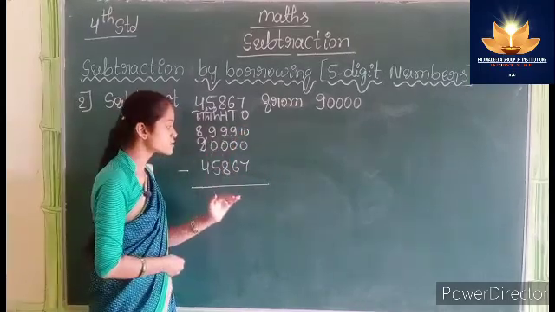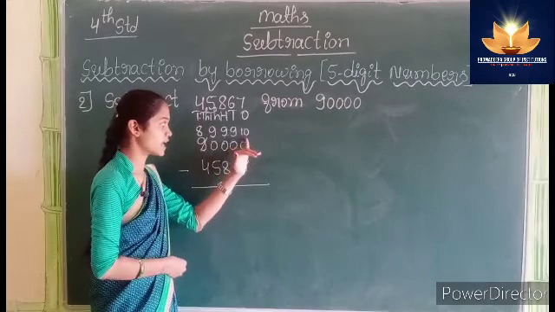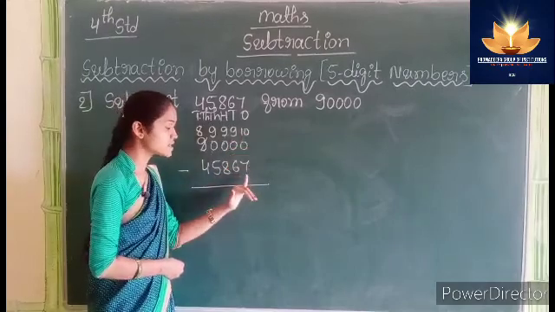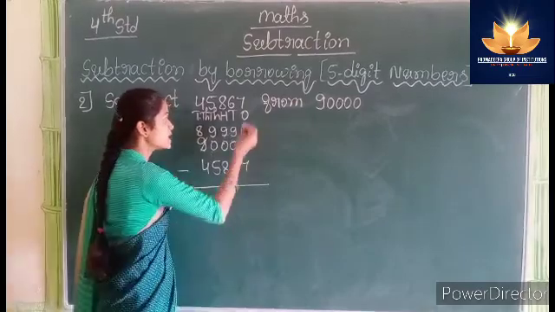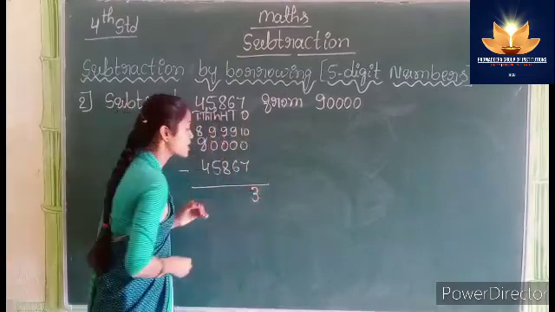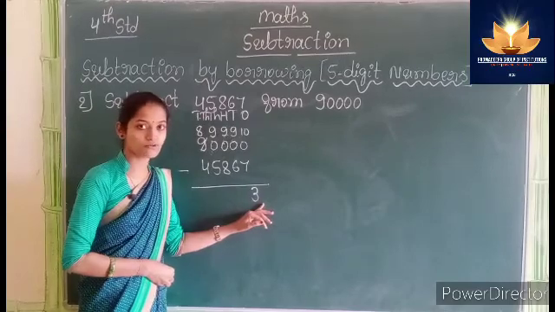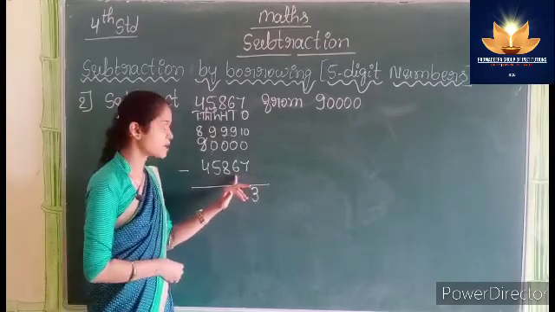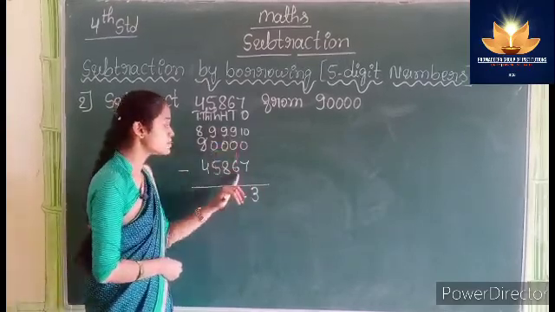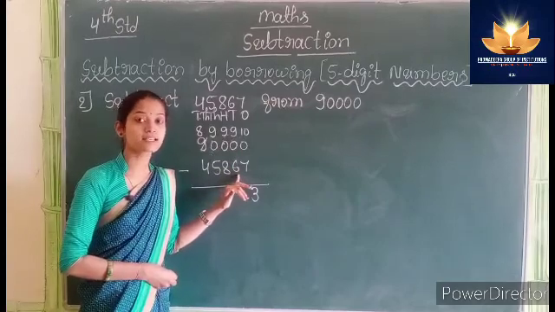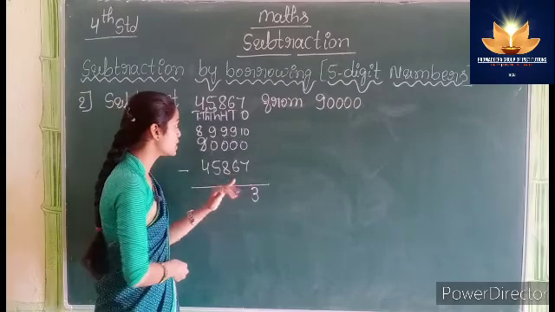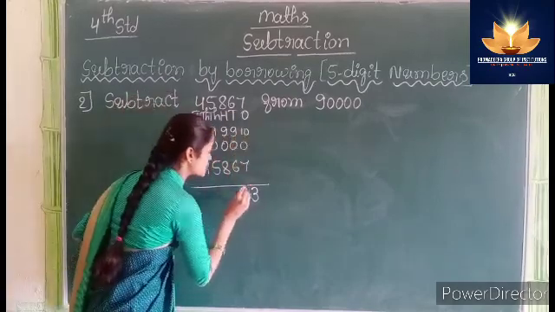Students, now we have to subtract 7 from this 10 ones. 10 minus 7, that is 3, and that 3 should be written in ones place. After completing the subtraction of ones place, then we have to subtract tens place. 9 minus 6, how much? 9 minus 6, that is 3, and that 3 should be written in this tens place.